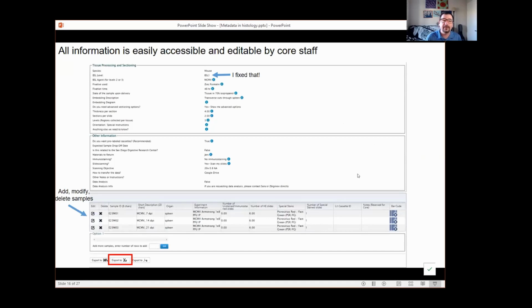Okay, so at least in theory, after the order is submitted, all of that information is easily accessible, both by the user and by the core staff. And we can edit the stuff. So I fixed that BSL1. We can add, delete, and modify samples, and that is very common. People bring more stuff, or they forget something, or something didn't work, and they have 3 samples instead of 7.